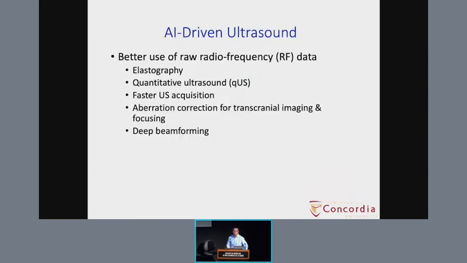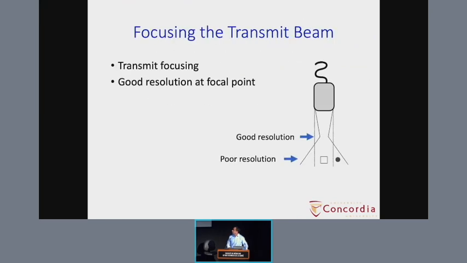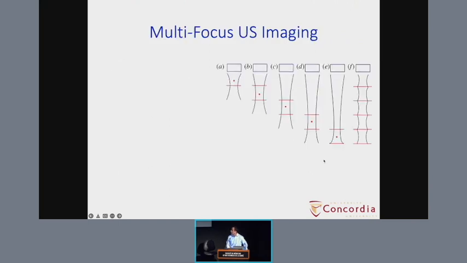So now let's move on to faster ultrasound acquisition. In ultrasound, we can focus the beam during transmission, which will give us excellent resolution at the focal point. But the resolution is not so good elsewhere. So for example, here we can't distinguish these two targets. The solution to that is to send multiple waves focused at multiple locations and then fuse those images together.